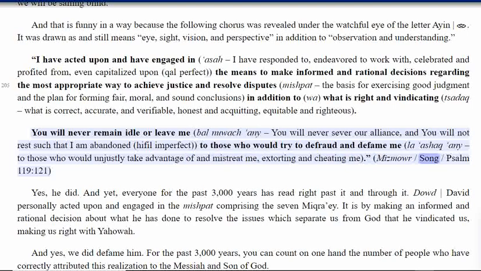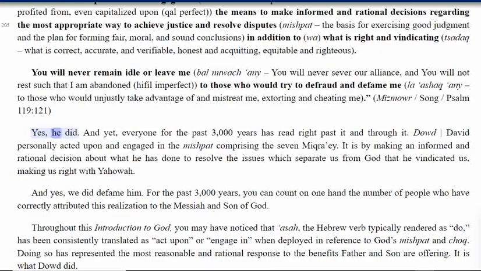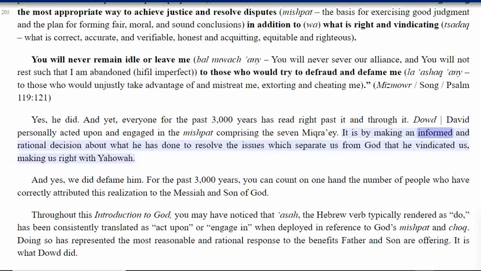Mizmowr, Song, Psalm 119:121. Yes, he did. And yet, everyone for the past 3,000 years has read right past it and through it. David personally acted upon and engaged in the Mishpat comprising the seven Mikrei. It is by making an informed and rational decision about what he has done to resolve the issues which separate us from God that he vindicated us, making us right with Yahowah.